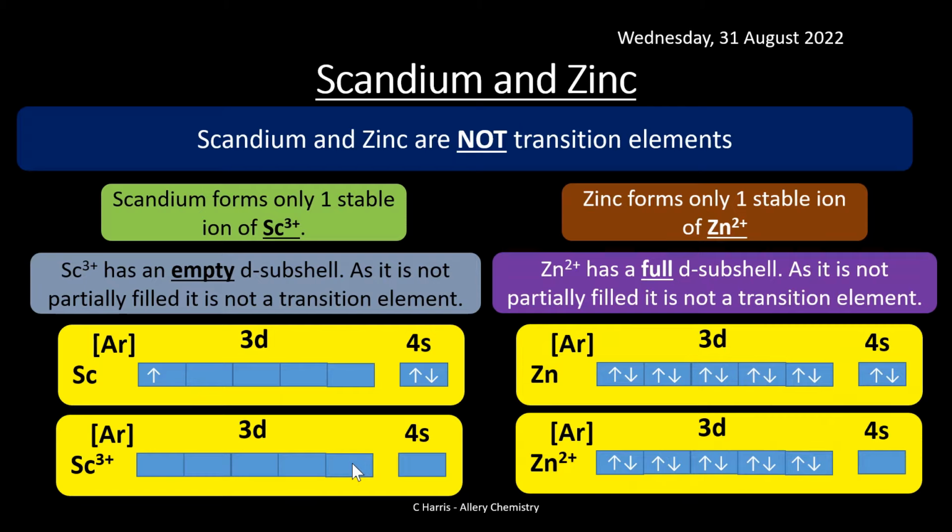Now, when we remove electrons, as you'll see in a moment, we actually remove from the 4s orbital first, then we start dipping into the 3d. So this has lost its 2 electrons in the s orbital. It's got a full 3d subshell, and so it's not a transition element. This is not partially filled. So that's the reason why.